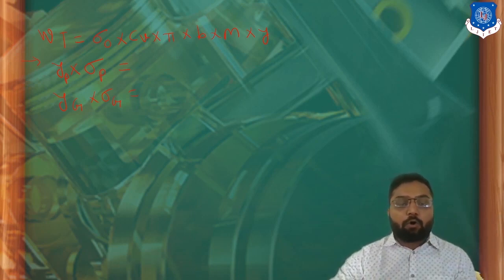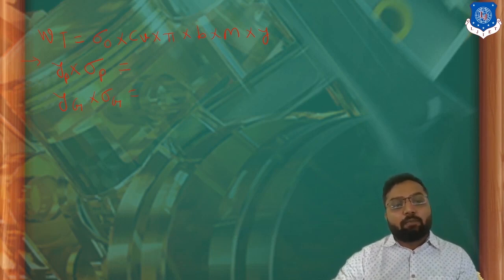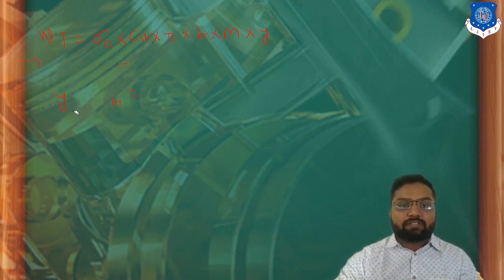Clear? If the product of yp and sigma p is lower, or smaller compared to the multiplication of yg and sigma g, then we have to design for the pinion. And if the multiplication of yg and sigma g, which is for the gear, is smaller, then we have to design for the gear. Clear? So let's find out what we have to design for.